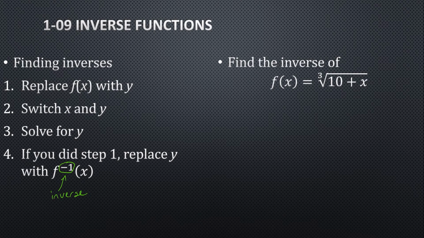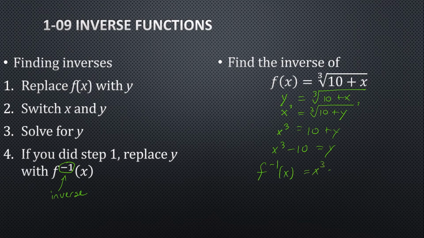So let's find the inverse of this function. So we start by replacing the f of x with a y. Switch the x and the y's, which means y's become x's and x's become y's. If there's more than one x, all of them would become y's. Then we solve for y, so I'll cube both sides and subtract 10. And then let's rewrite it in functional notation. So it's inverse f of x equals x cubed minus 10.